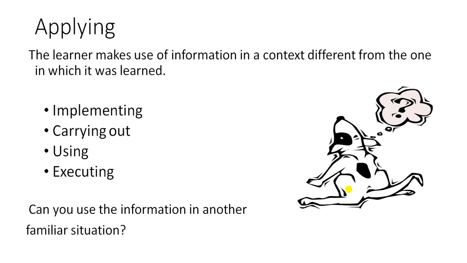Now, in applying, the learner makes use of information. Whatever they learn, whatever they understand, they are going to use it in a form different from the one in which it was learned. So it is implementing, using, carrying out, or executing that behavior. Can you use the information in another familiar situation? You can send your comment in the chat box as well.